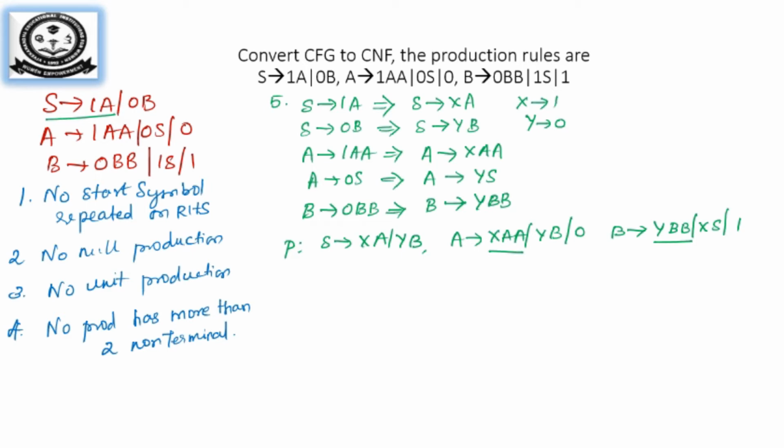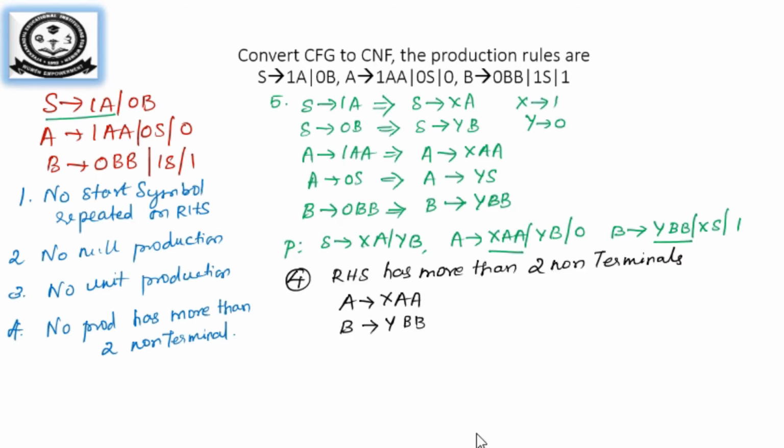So we will repeat step 4 again to remove this. You can see these are the two productions that have more than two non-terminals. So we will replace them. How am I going to replace it? I will take the rightmost part, so I will replace AA and BB with some other term.